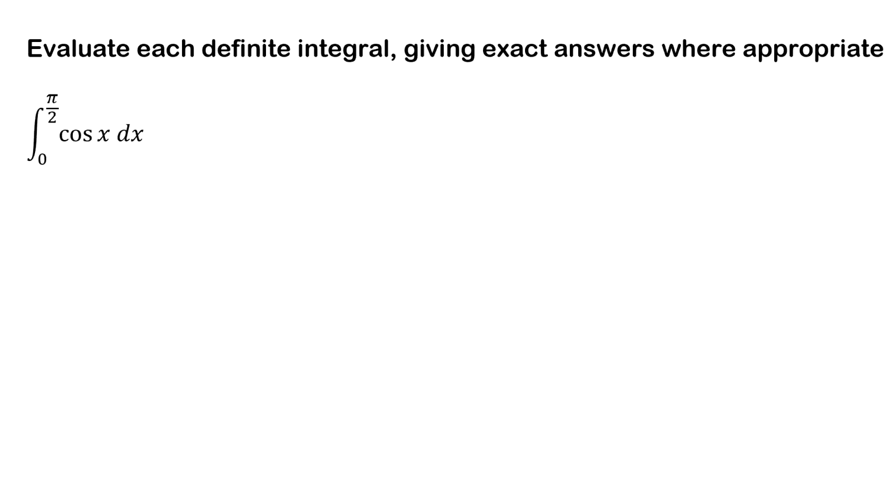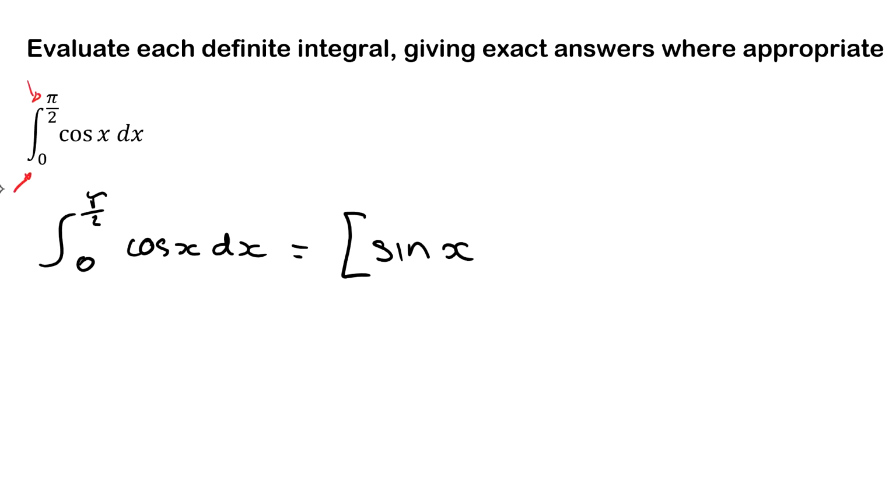Alright, so again, evaluate each definite integral. This time, remember, definite is because we have our values here and here, giving exact answers where appropriate. So we first need to start by finding our antiderivative of cos x. As we saw in the first question we did, that turns into sine x plus c, but we don't need that for definites. And at the top here we'll have pi on 2, and down here we'll have 0.